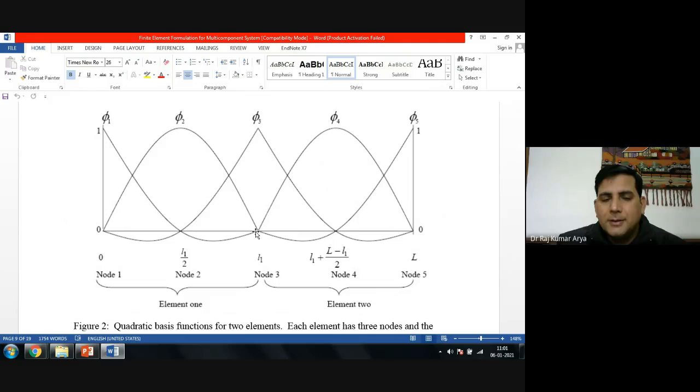So we have 3 nodes and 3 basis functions. Is that fine? And each basis function has value 1 at one of the nodes, and at the rest of the nodes it has value 0.